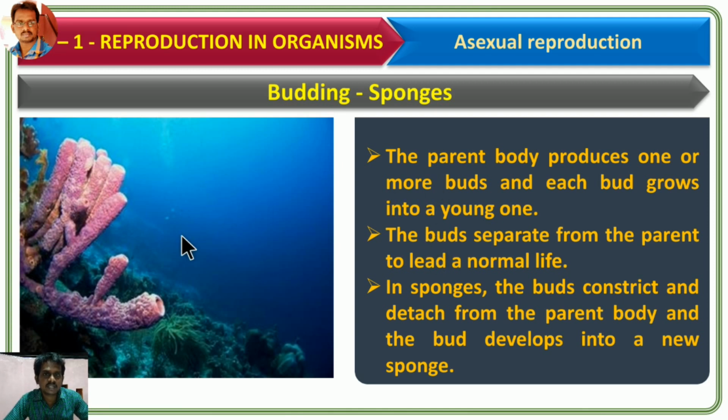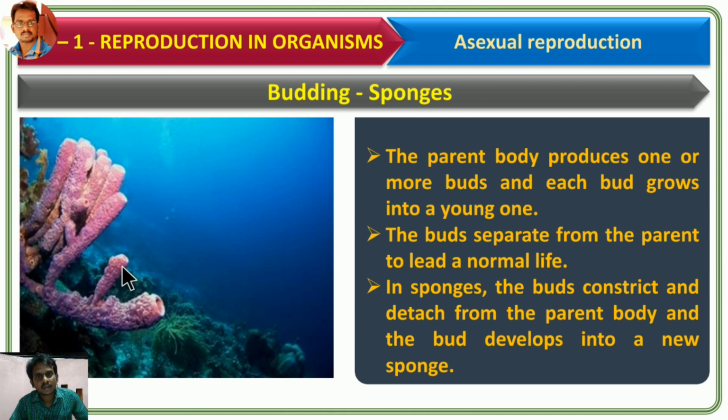This is the first example of exogenous budding. This exogenous budding is seen in Leucosolenia. Leucosolenia is nothing but a sponge. In this technique, the parent body produces one or more buds. Here see the picture, one or more buds may develop from the parent body, and each bud grows into a young one. The bud separates from the parent body and leads a normal life. This is considered a daughter individual, or young bud.